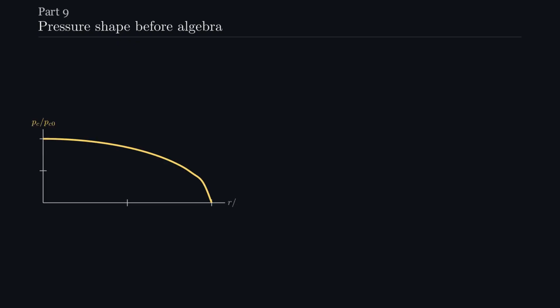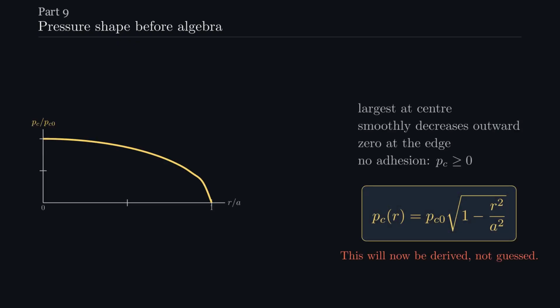The pressure should be largest at the center, decrease smoothly outward, vanish at the edge, and remain non-negative because there is no adhesion. The final shape is semi-elliptic. This scene only gives physical expectation. The next scenes derive the formula.